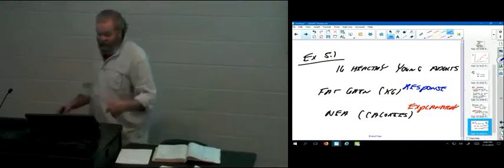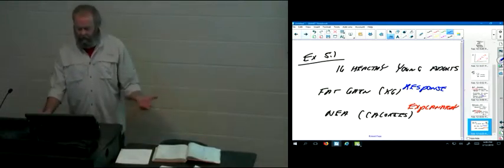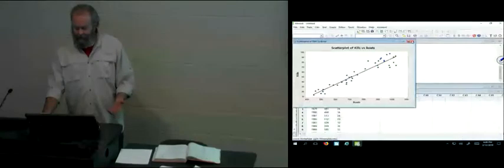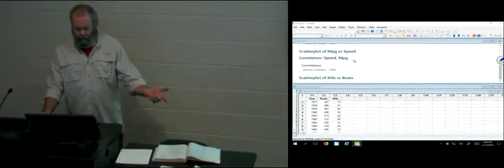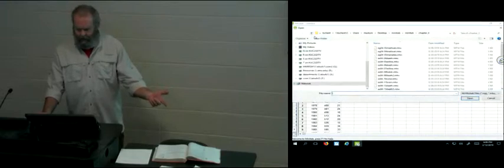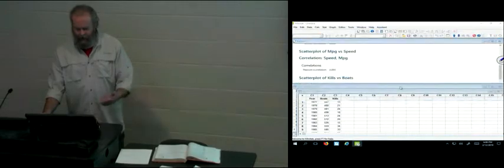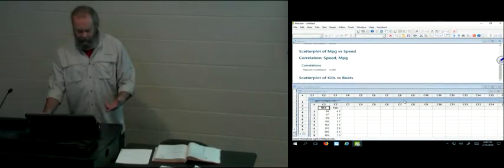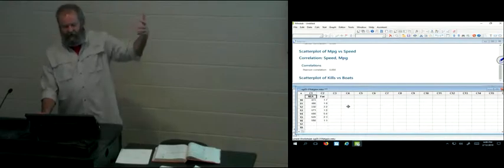So here's the thing. I've got a table here, and I'm going to pull up the file because I'm not going to just look at their scatter plot. I'm going to find this file for chapter 5, fat gain, because I want to take a look at the file a second. Now you notice there's 16 individuals, that's the very left-hand column. For each one of them, you have their NEA change, and then you have their fat gain after you overfed them for 8 weeks.